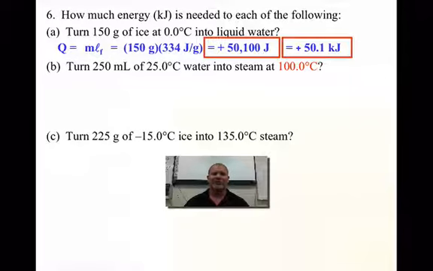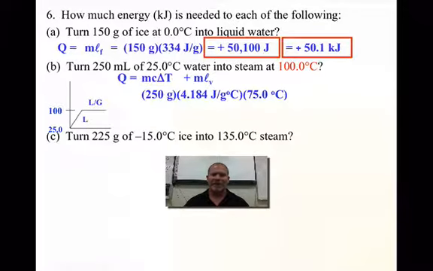Next, I have 250 milliliters or 250 grams of water at 25 degrees Celsius, and turn that into steam. So I'm starting at 25, and I'm going up to 100, which is my boiling point. But I'm going to go past my boiling point, because at the boiling point it's still liquid. I want the liquid to completely change into a gas. So I have 2 baby Q's I have to account for. My temperature change, from 25 to 100, and my phase change going from a liquid to a gas.